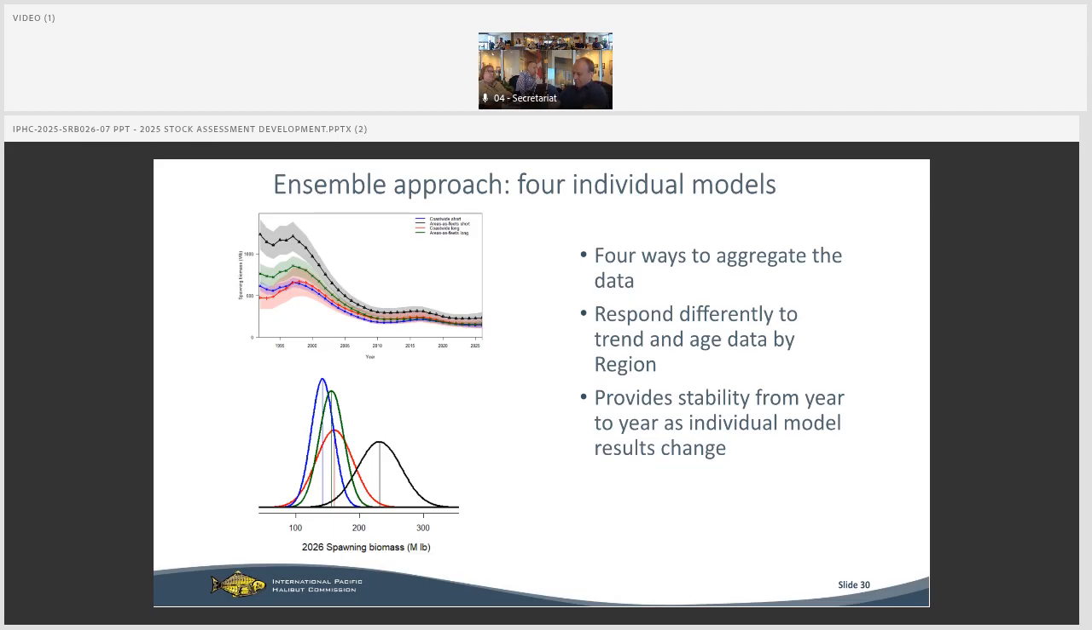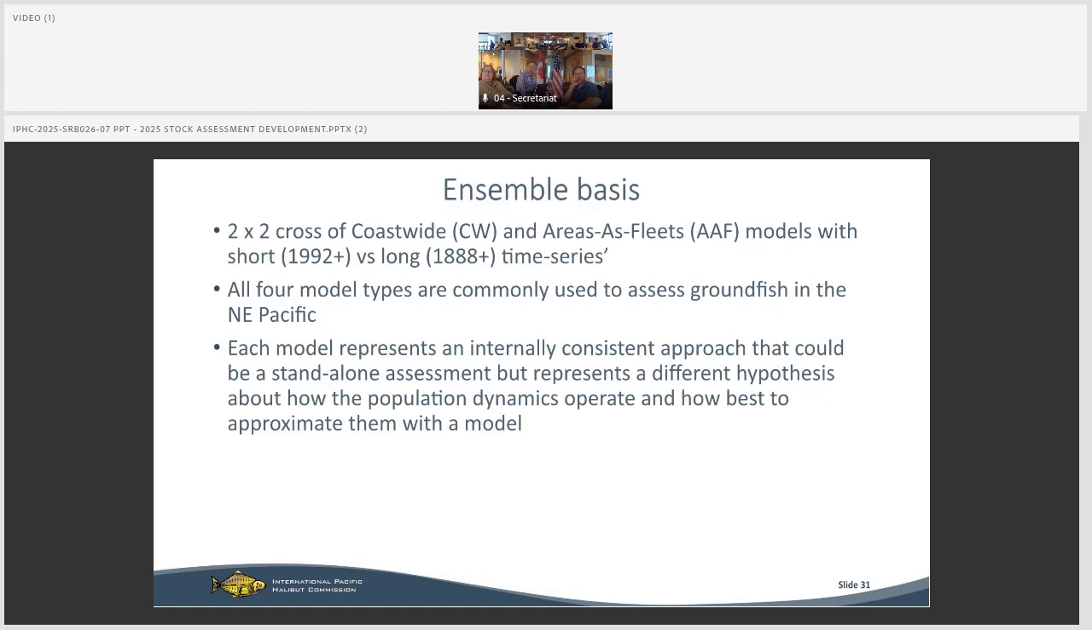All these models are wrong. All stock assessment models are, but they are different ways to approximate the very complicated underlying dynamics. So that's the rationale for an ensemble versus a single assessment. I can spend more time on that if you want, but we don't have to.